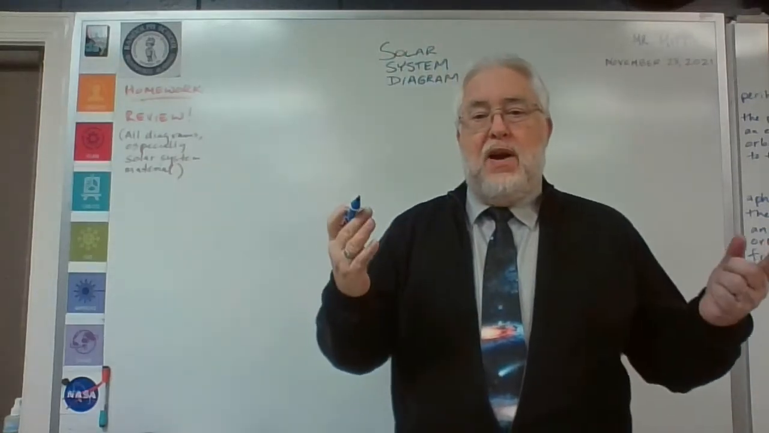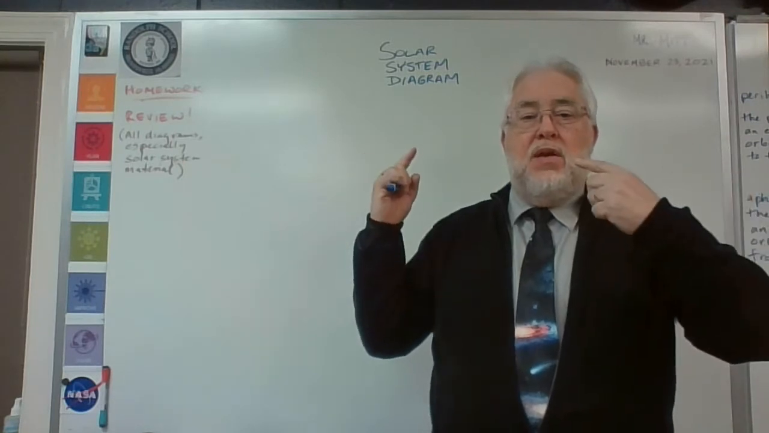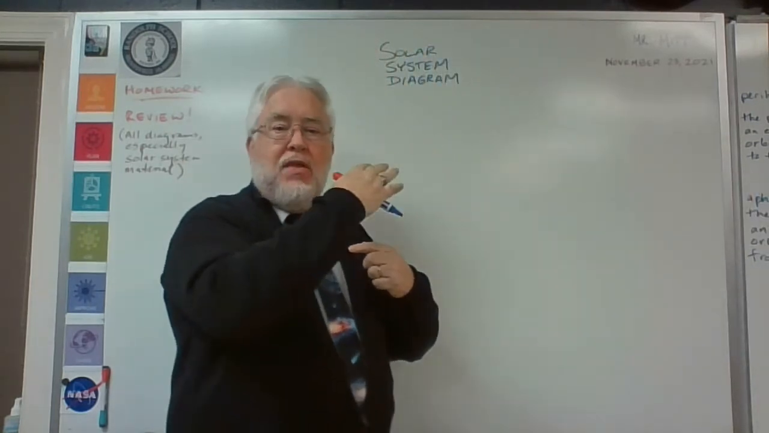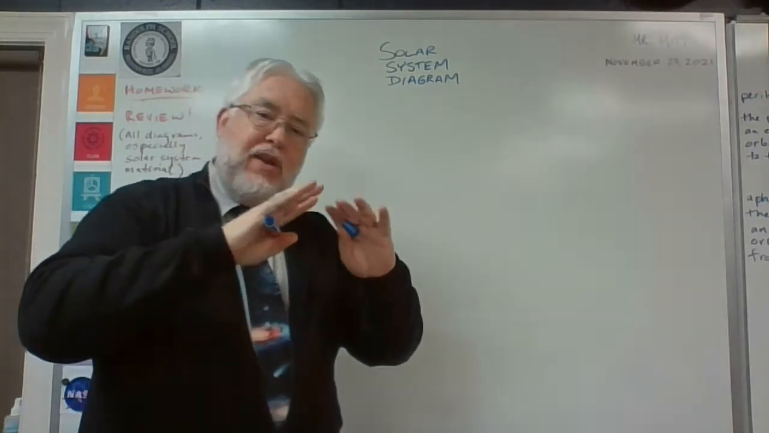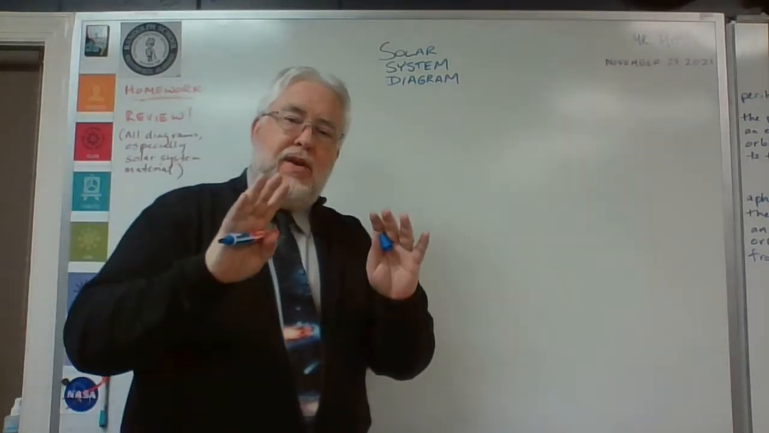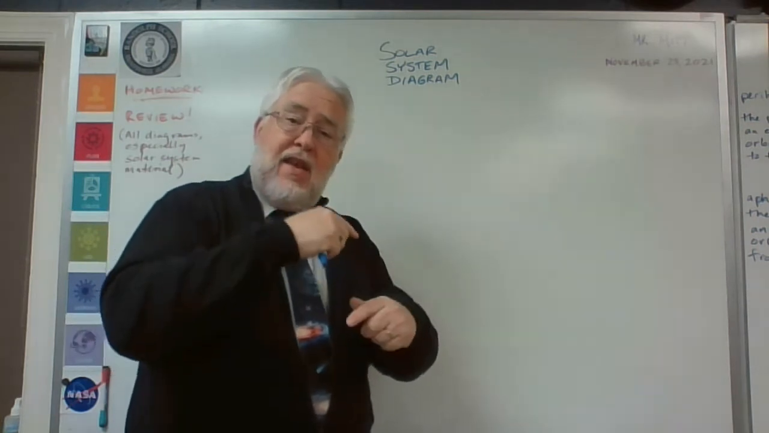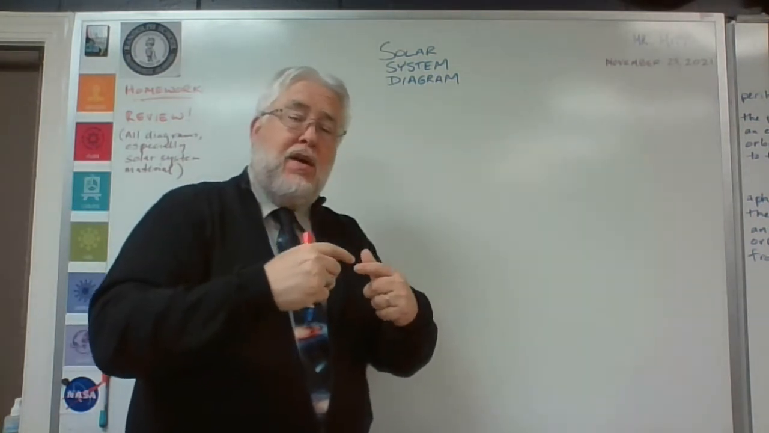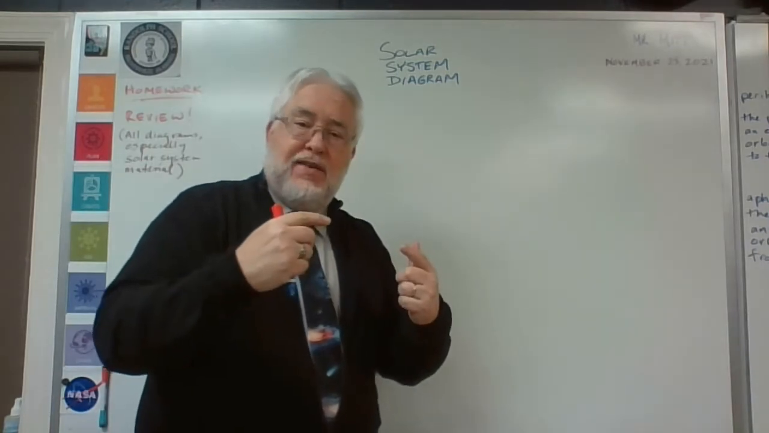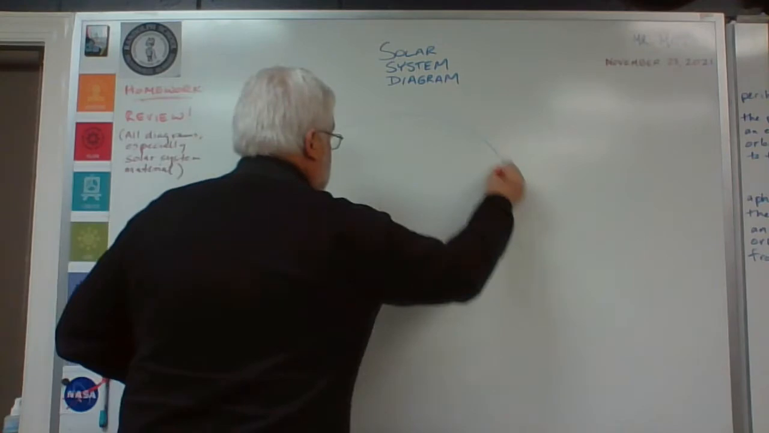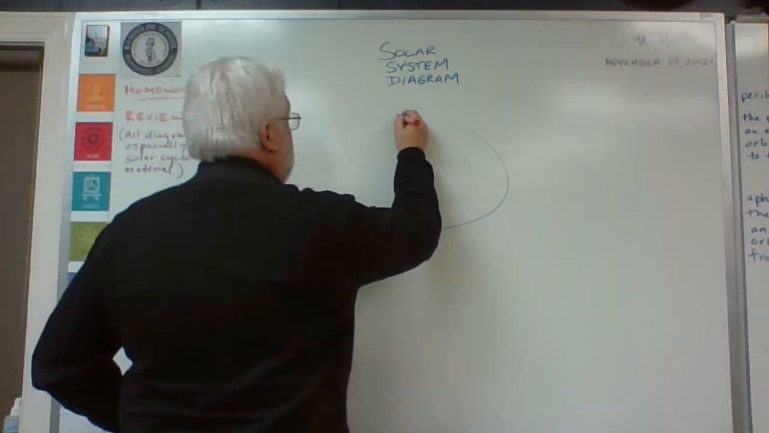I wanted to prepare a short video that would help you to review our solar system diagram. I've already written that on the board, and this is just going to be a thumbnail sort of approach to what we've covered in classes. We've studied the planets, as we've studied some of the smaller celestial objects in our solar system. We'll begin, as is our custom, with an elliptical orbit.